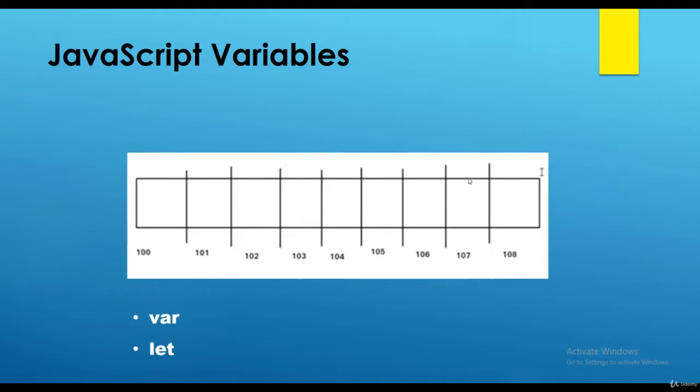Perfect. The two keywords inside JavaScript which we use to define a variable are var in old JavaScript, or let, which came in ECMAScript 6. In another session, we're going to discuss the difference between var and let. But right now, we're going to focus on let in our session.